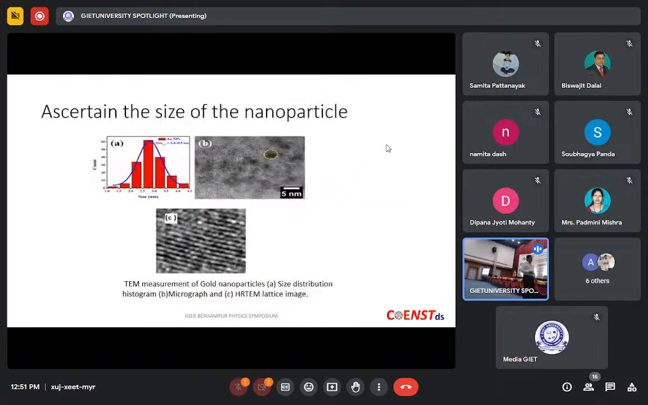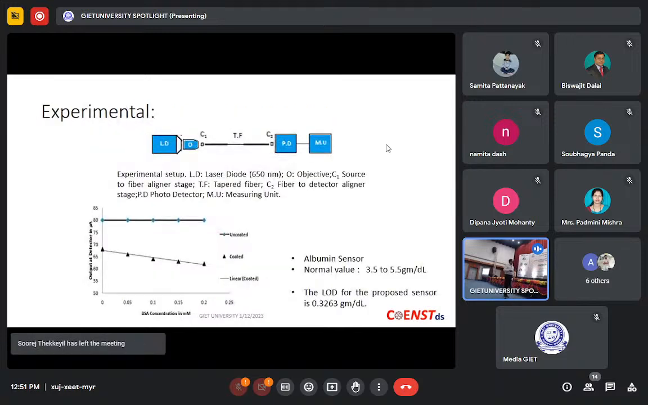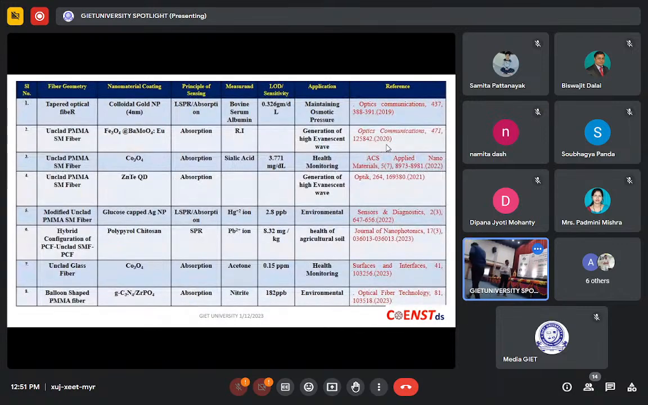Firstly, this is the experimental part. We prepared the nanomaterials and did characterization. This is the experimental schematic diagram. And finally, these are the different sensors which we have developed in our lab. I will just take 5 minutes to explain all these things. This is a single fiber. The fiber that we have used is this. This is the nanomaterial which we have used. And this is an absorption-based sensor for refractive index sensing.